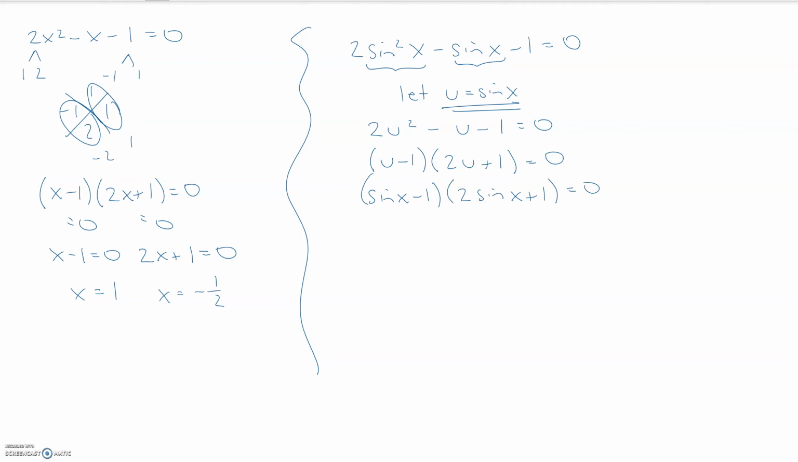Now before we go any farther, you don't have to do this u substitution part. You don't have to do this whole section. If you're comfortable factoring with a trig function instead of a variable, you can jump straight from the first step here down to here, and that is totally fine. Either way you do it, if you use u substitution or if you jump from the beginning to the factored version because you're comfortable letting the trig function equate to a variable in your mind, either way, we get to here. So we've got sine x minus 1 equals 0, 2 sine x plus 1 equals 0. We've got our two little miniature equations here.